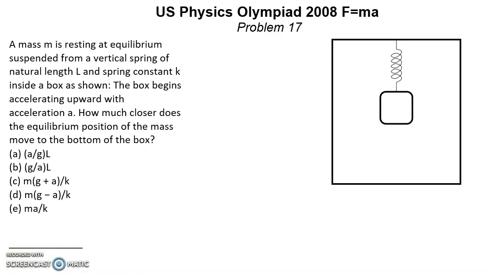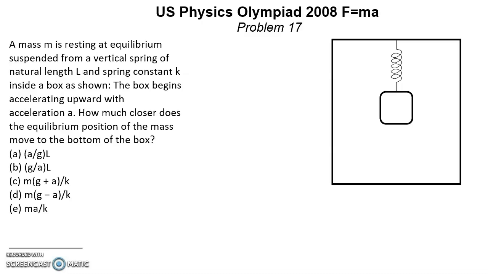Problem 17. A mass M is resting at equilibrium, suspended from a vertical spring of natural length L and spring constant K, inside a box as shown. The box begins accelerating upward with acceleration A. How much closer does the equilibrium position of the mass move to the bottom of the box?